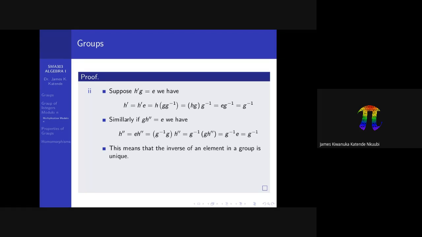Remember what I told you last time? When you're talking about the inverse, you must talk about the inverse of an element in the group, not the inverse of the group. The group itself does not have an inverse. It's each element that has its own inverse. And different elements will have different inverses. So this statement again simply says that an element in a group can have only one inverse, not more, exactly one inverse.